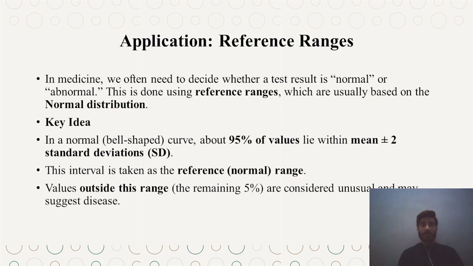Now the application in reference ranges. In medicine, we often need to decide whether a test result is normal or abnormal. This is done using reference ranges, which are usually based on the normal distribution. The key idea is that in a normal curve, about 95% of values lie within 2 standard deviations. This interval is taken as a reference range, the 2 standard deviations. Then values outside this range are considered unusual and may suggest disease.